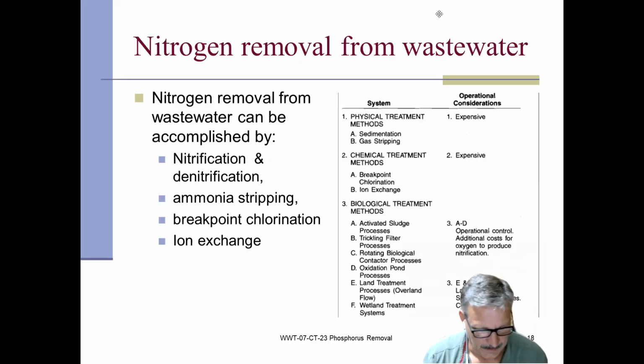Nitrogen removal is accomplished by a couple of different applications. In more advanced treatment facilities, you might do nitrification and denitrification, which allows for your nitrogen removal. Ammonia stripping may be on the exam, so just understand that ammonia stripping is part of nitrogen removal. Breakpoint chlorination, we talked about that previously. Ion exchange, I highly doubt that'll be on the exam, but if there is something related to nitrogen removal, ion exchange could be part of the answer there as well.